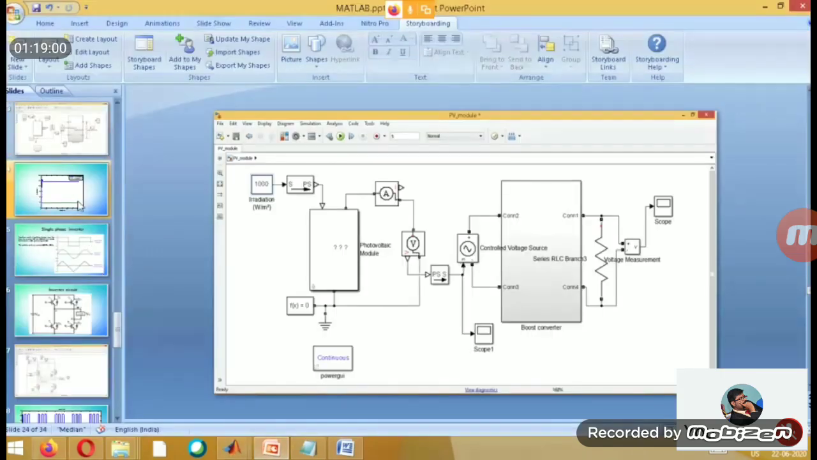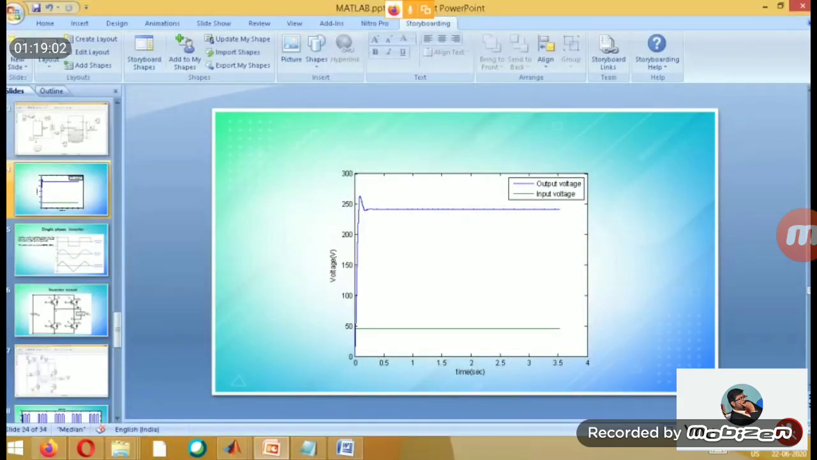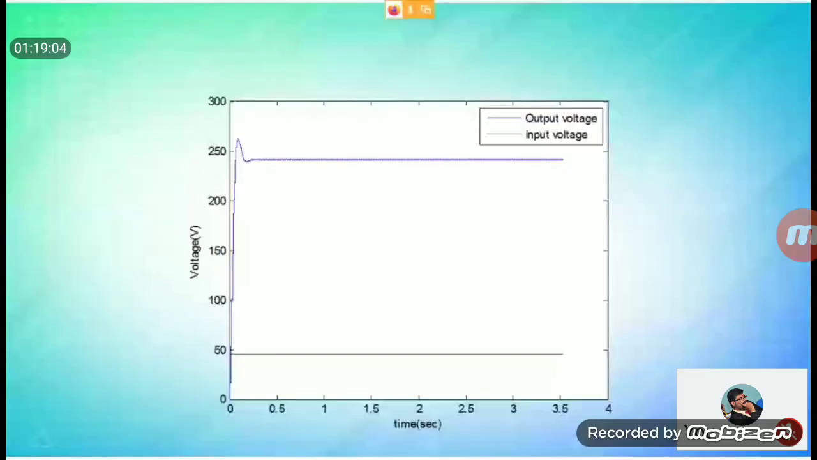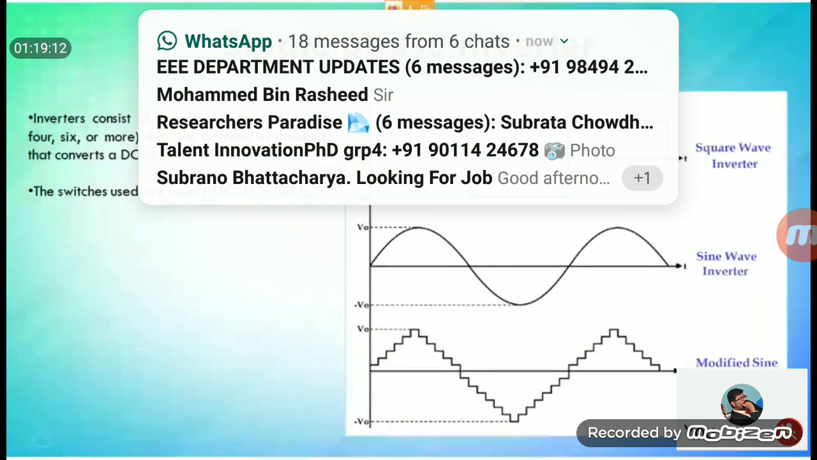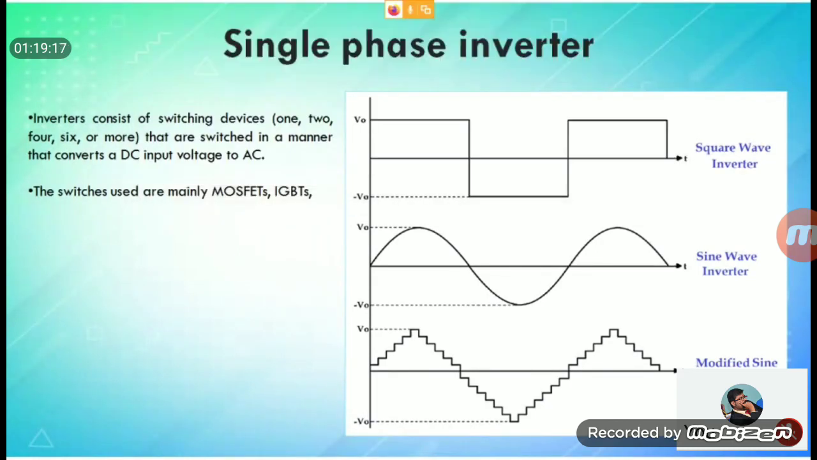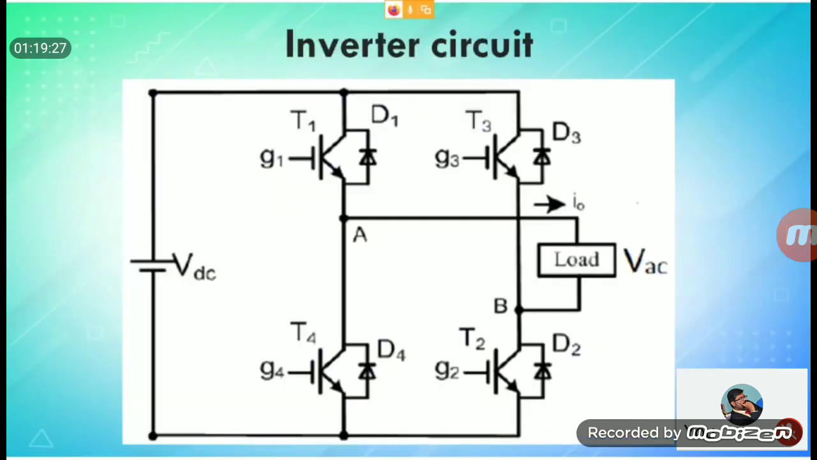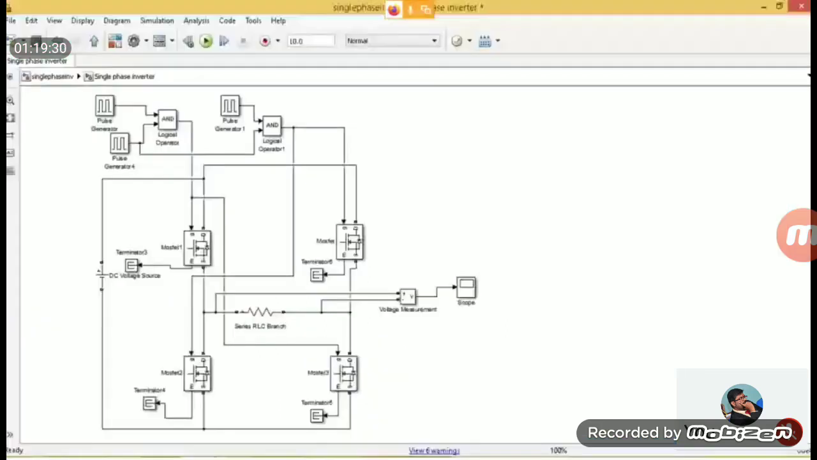Next is DC. We cannot directly use DC, so we have to move to an inverter circuit. An inverter is nothing but a circuit that converts DC to AC. There are many types of inverters available. With respect to wave shape, we call them square wave, sine wave, modified sine wave, and so on. So let us start with a basic inverter circuit.